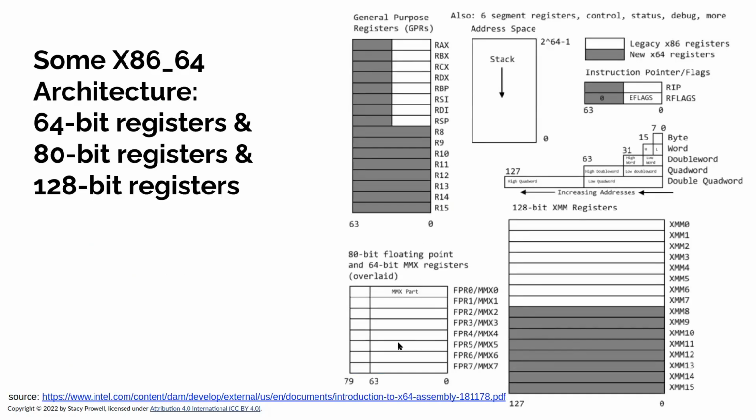There are additional registers on there as well. There are 80-bit floating point registers. If you look down here at the MMX piece, you'll see it has 80-bit floating point registers and 64-bit MMX registers. So the 80 bits is here. If I want to reference just the first 64 bits, they're overlaid, just like with EAX and RAX. In addition, there are 128-bit XMM registers, and there are 16 of them that I can use.